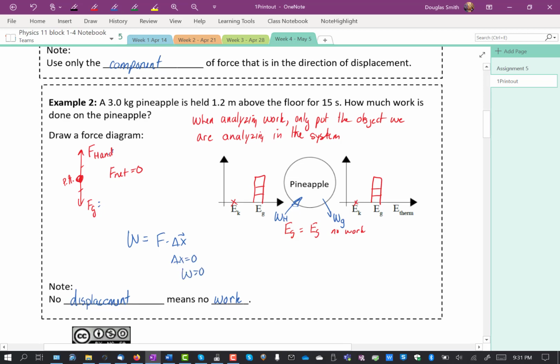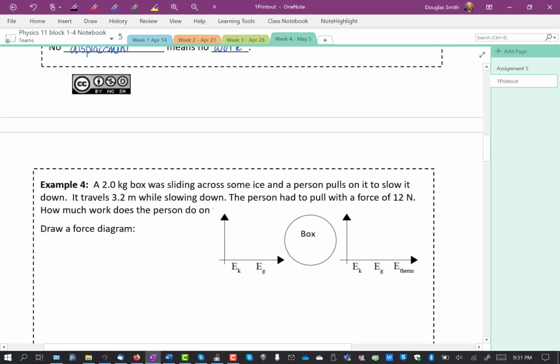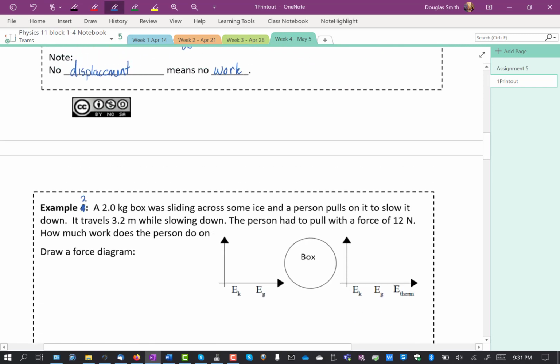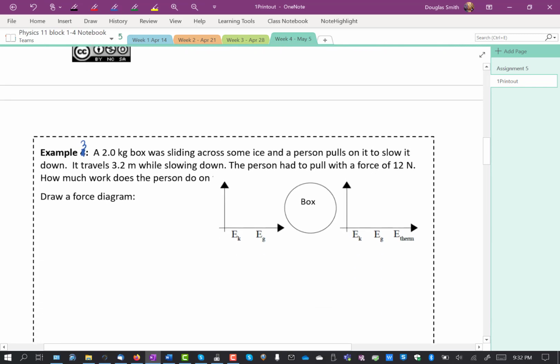All right. Let's try another example. This is example 3. A 2 kilogram box was sliding across some ice and a person pulls on it to slow it down. It travels 3.2 meters while slowing down. The person had to pull with a force of 12 newtons. How much work does the person do on the box?